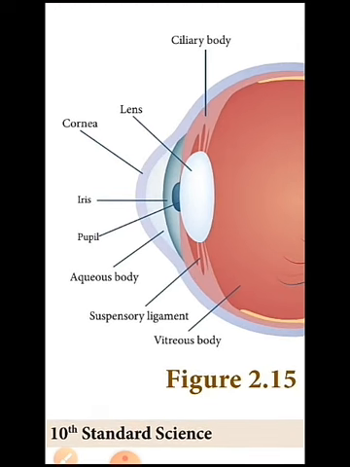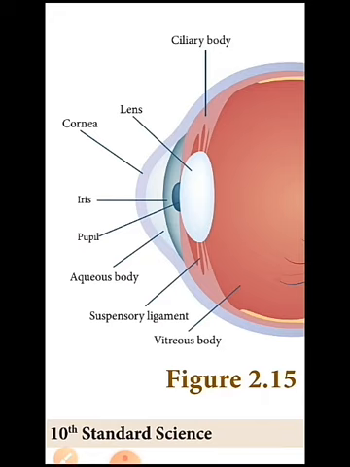Our human eye consists of many parts. Which part is very thin and transparent? The answer is the cornea. Where is the cornea located in the eye? The cornea is located in front of the eyeball.